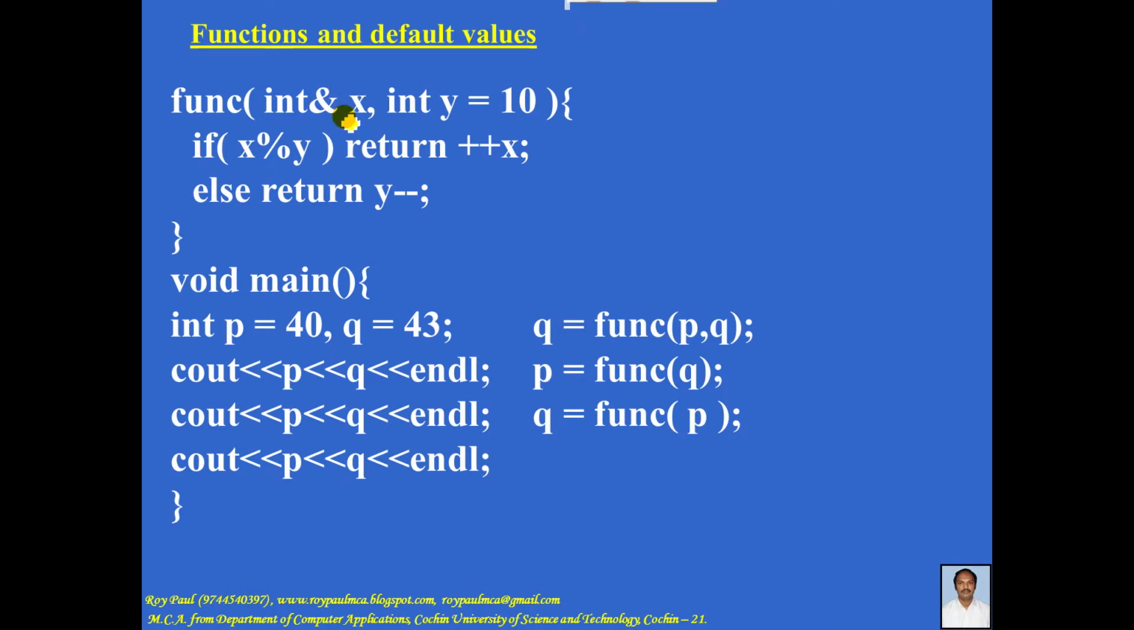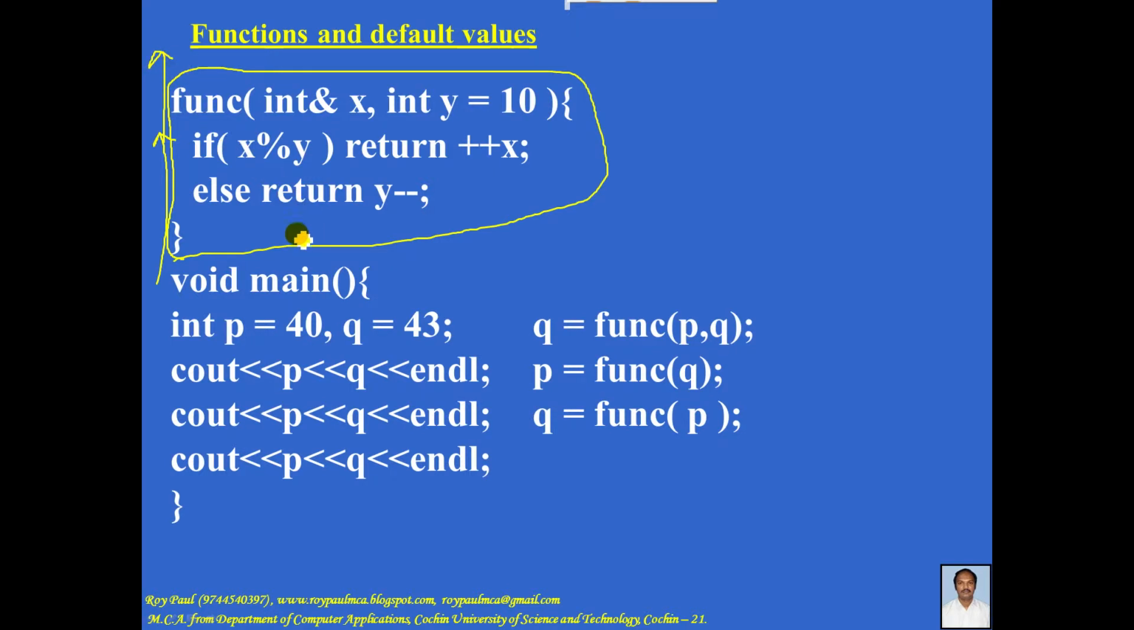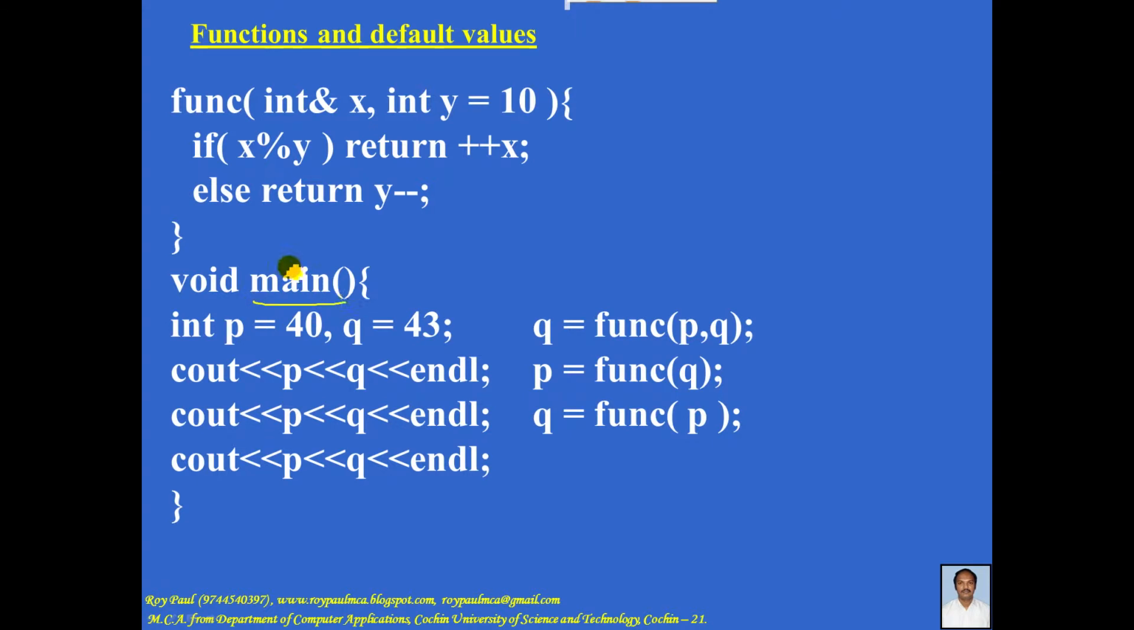An output type of question based on functions with the default values. To answer an output, step 1, memory should be allocated for the global variables. Above the main function and outside all functions, there are no variables. So this program does not contain a global variable. Execution of a C++ program starts at the main function.